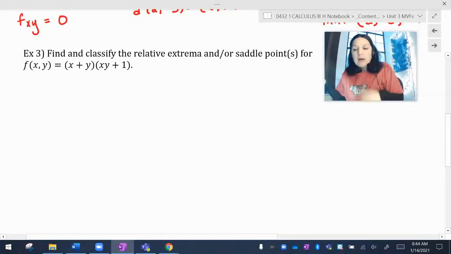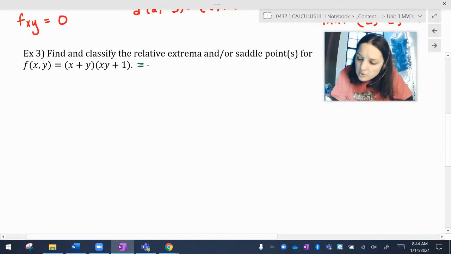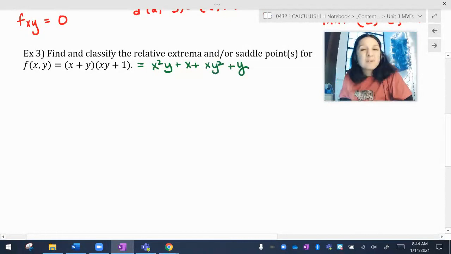Okay. I know I need to take the derivative. I'd prefer not to do the product rule, so I'm going to distribute right now and make this x squared y plus xy squared plus y, because I think that's going to make it easier to take my derivatives.